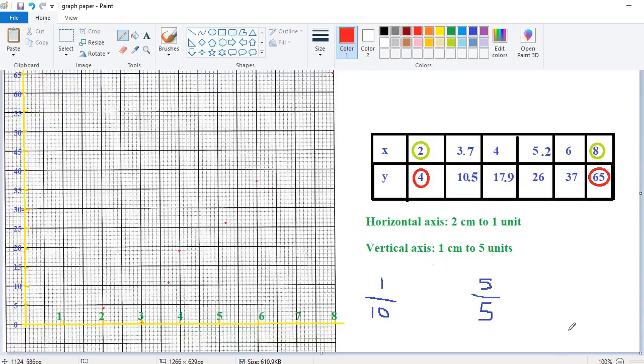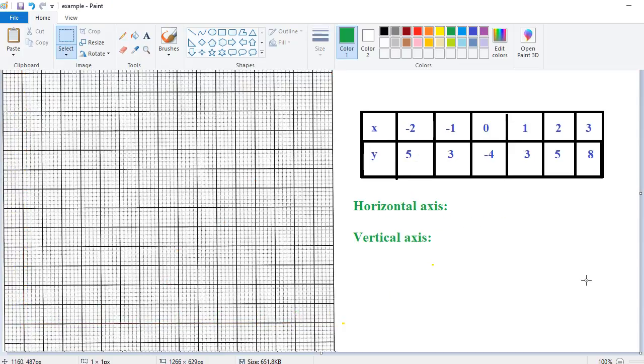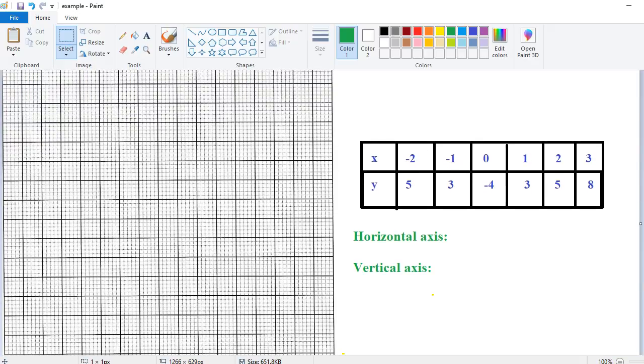And we've selected a graph that helps us to utilize most of our graph paper. Notice how our graph is situated. Right? It's utilizing most of our graph paper, as well as we were able to fit all our data on our graph. Alright, so now we're going to look at another example, and in this example we have negative values as well as positive values.